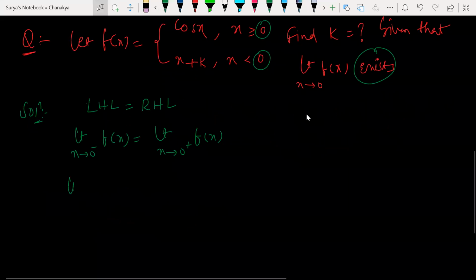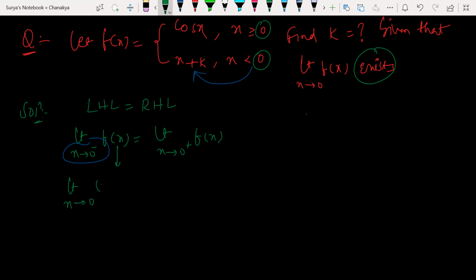So limit x tends to 0, x tends to 0 minus means less than 0. When I have less than 0, what is the function given? x plus k. So when x is tending towards 0 minus, f of x is x plus k. When x is greater than 0, 0 plus, what is the function? cos x. Is it clear?